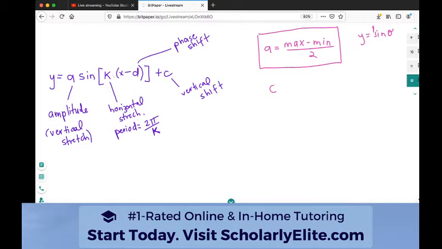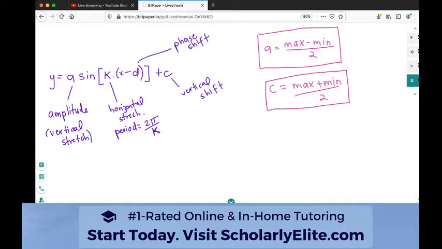Then we've got C, and C is max plus min divided by 2. And I'm going to show you why that makes sense for the y equals sine theta function, because what really happens here is we get 1 plus -1 divided by 2, which is equal to 0. And clearly the function has not been moved up or down, so it actually having a plus 0 makes sense. Wonderful. So that's another equation that you have to keep in mind.